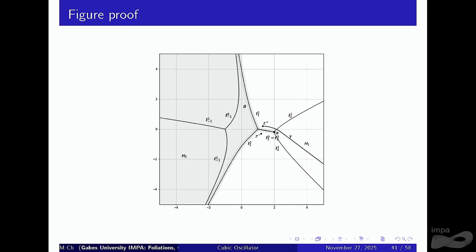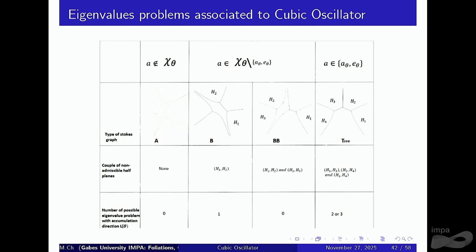The same thing holds for a solution that is subdominant in H1. The maximal domain of applicability of WKB will be all this white region. So we have established this result, and this is the accumulation condition for each Stokes graph.